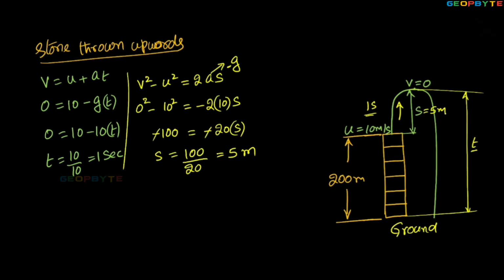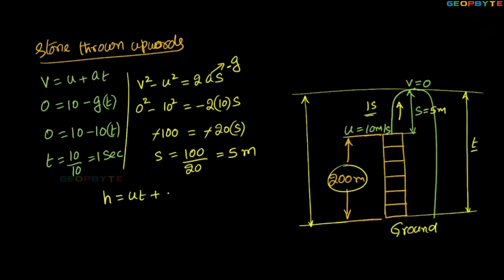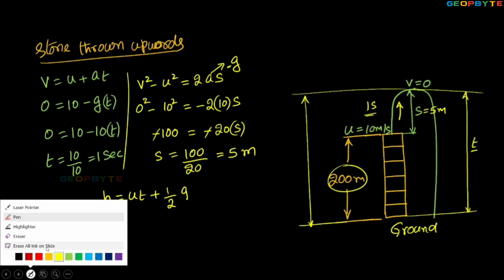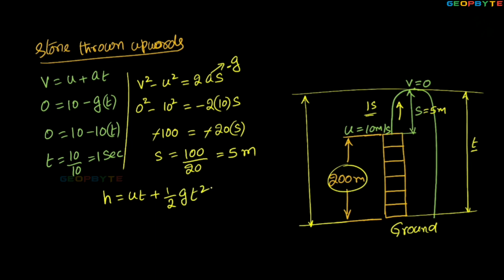Then what is the total distance? This is the total vertical height from the topmost point. That is 200 plus 5 meters. Then h equal to ut plus half at square, or I can write g t square because the body is falling down from the highest point. h equal to 205. This total height h is 200 plus 5, 205 meters.